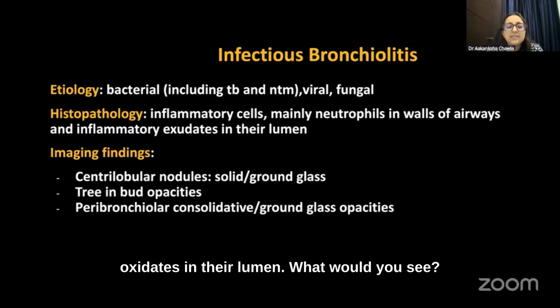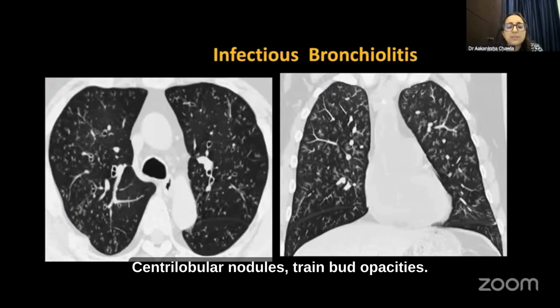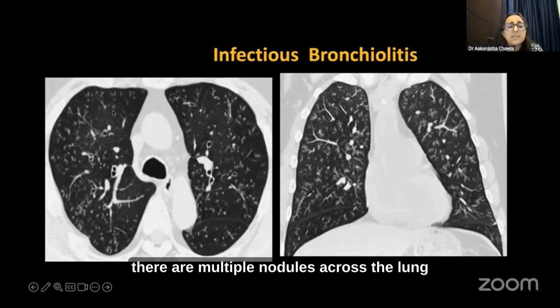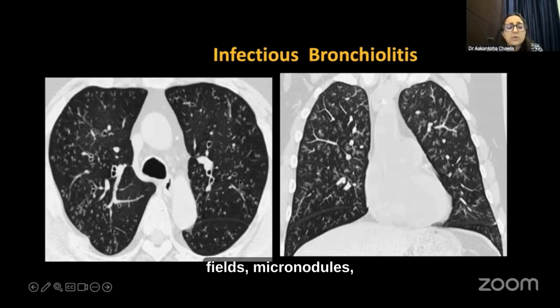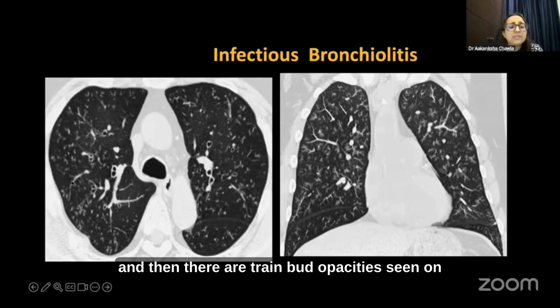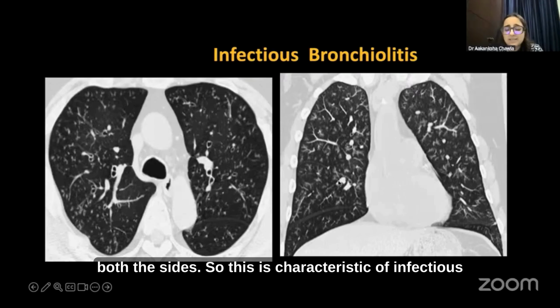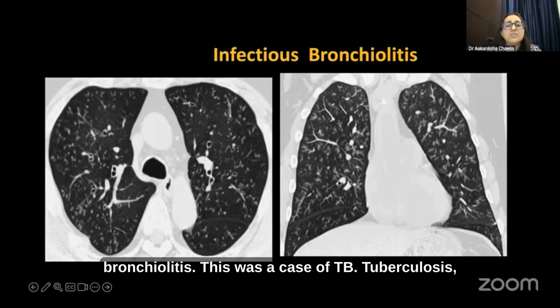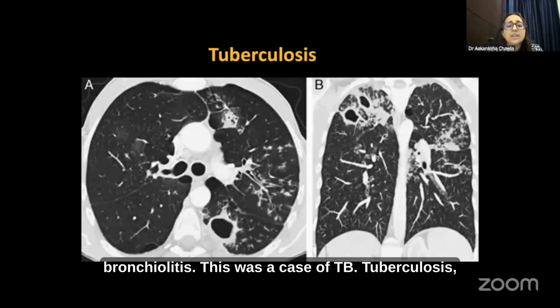What would you see? Centrilobular nodules, tree in bud opacities. If you can see here, there are multiple nodules across the lung fields, micronodules, and then there are tree in bud opacities seen on both the sides. So this is characteristic of infectious bronchiolitis. This was a case of tuberculosis.